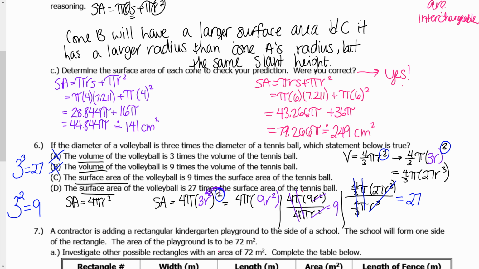So choice C says the surface area of the volleyball is 9 times the surface area of the tennis ball. That's true. Choice D says the surface area of the volleyball is 27 times the surface area of the tennis ball. That's not true, so choice D is our final answer here. Okay? And that's all we have to do for question number 6. If I said choice D is the final answer, I'm sorry, I meant to say choice C is the final answer.